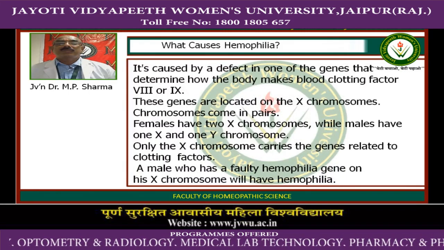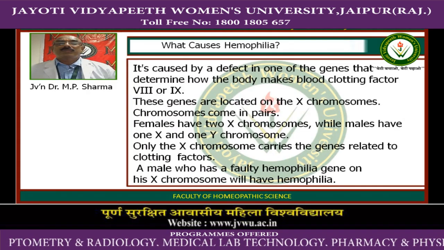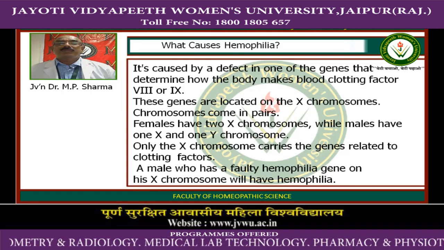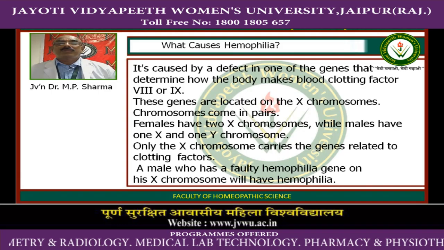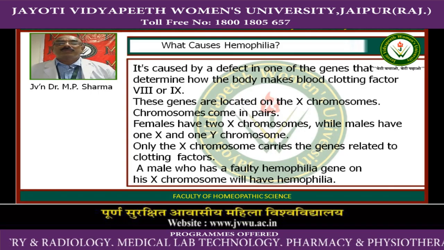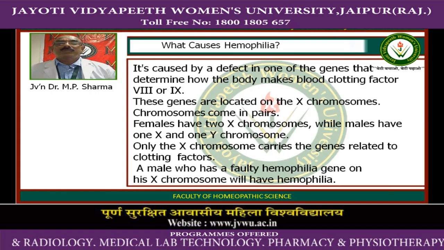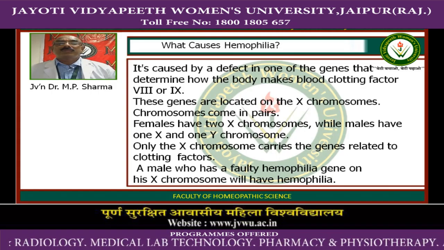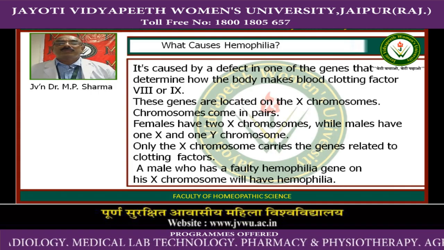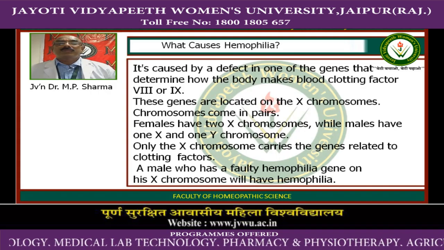Now what causes hemophilia? It is caused by a defect in one of the genes that determine how the body makes blood clotting factor 8 or 9. These genes are located on the X chromosomes. Chromosomes come in pairs. Females have 2 X chromosomes, while males have 1 X and 1 Y chromosome. Only the X chromosome carries the genes related to the clotting factor.